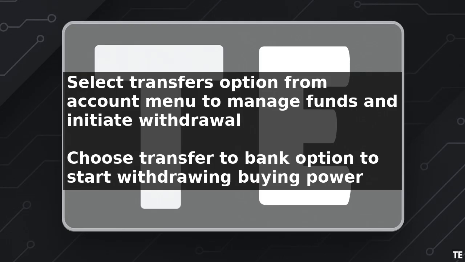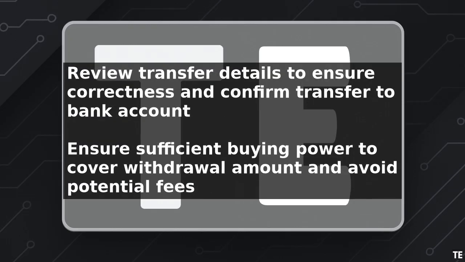After entering the amount, review the transfer details to ensure everything is correct. If you are satisfied with the information, confirm the transfer. The funds will then be transferred from your Robinhood account to your bank account. It is essential to note that there may be some delays in the transfer process, depending on your bank's processing time. Typically, it takes a few business days for the funds to become available in your bank account.